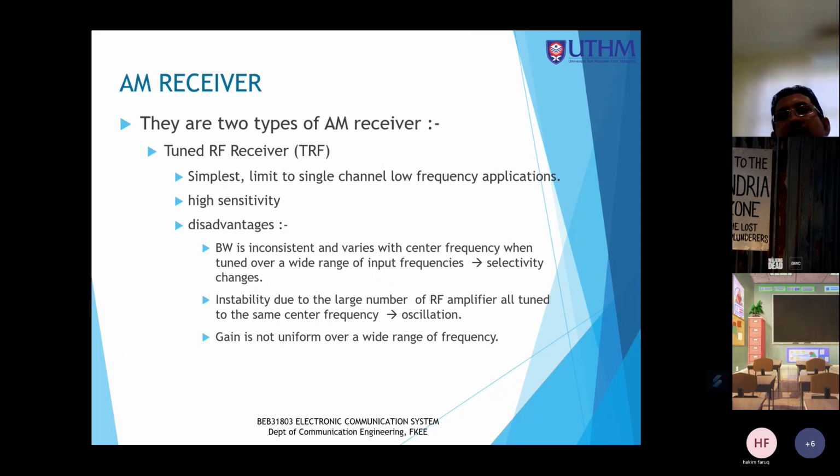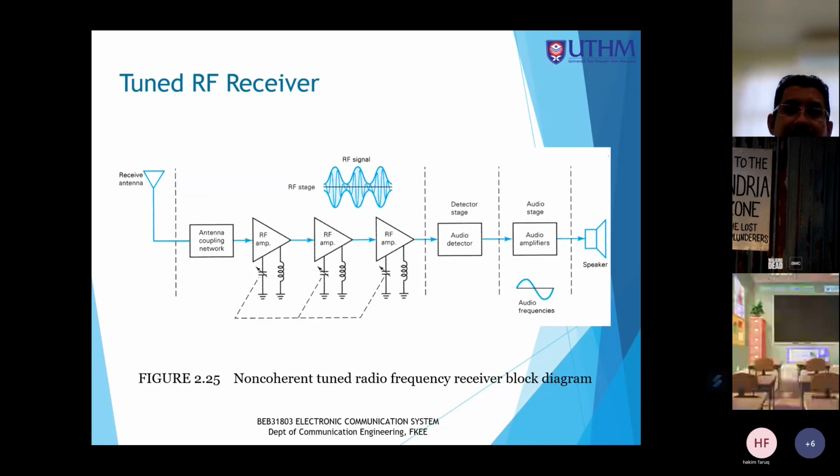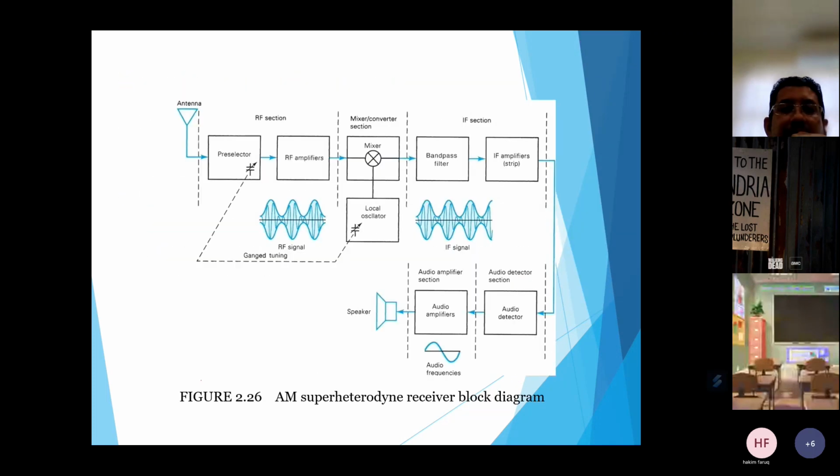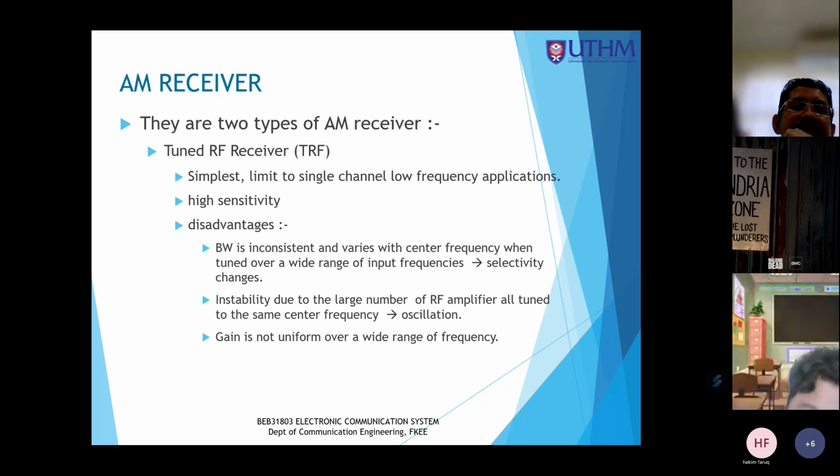So now we look into the whole picture of the receiver. Ditunjukkan dalam nota ini ada dua jenis receiver. Yang pertama adalah tune RF receiver dan yang kedua adalah super heterodyne receiver yang ini. Okay, so yang pertama adalah tune RF receiver. This is the most simplest receiver.